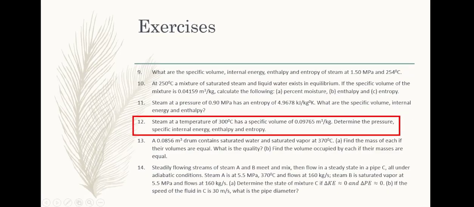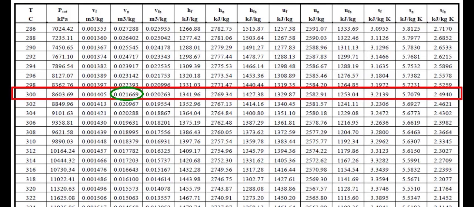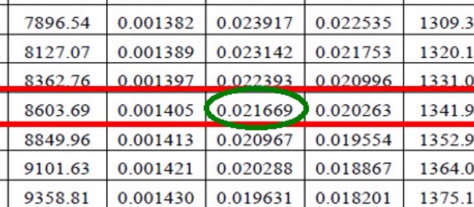Exercise number 12. Steam at a temperature of 300 degrees Celsius has a specific volume of 0.09765 meter cubed per kilogram. Determine the pressure, specific internal energy, enthalpy and entropy. Using the steam table, checking the specific volume at 300 degrees Celsius. The saturated volume at 300 degrees Celsius is 0.021669 meter cubed per kilogram.